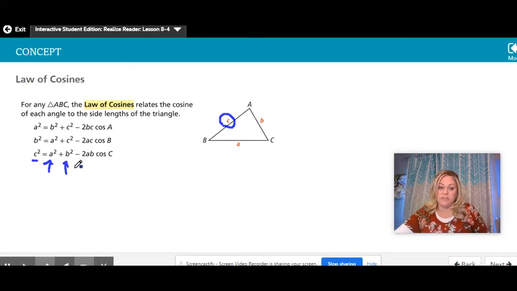Once you have those two sides squared that you're not looking for, then you subtract 2 times each of the sides, so the a and the b, which are these same two numbers, and then the cosine, and this is really important: it's always going to be the angle across from the side you're looking at. So if you're looking for a side, you square the two sides that you're not looking for, and then subtract 2ab times the cosine of the angle across from it.